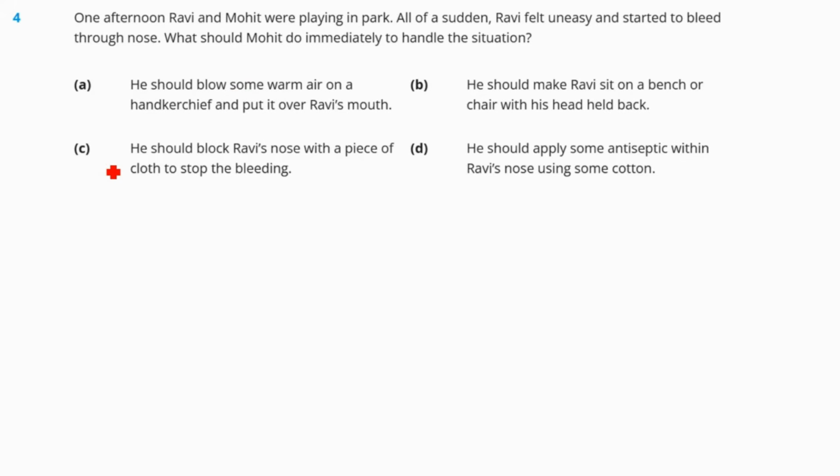Question number 4. One afternoon, Ravi and Mohit were playing in a park. All of a sudden, Ravi felt uneasy and started to bleed through his nose. What should Mohit do immediately to handle the situation? He would blow some warm air on a handkerchief and put it on Ravi's mouth. This is wrong. He should make Ravi sit on a bench or chair with his head held back. Yes, this can be an immediate action where the bleeding can stop. So B can be our correct answer.